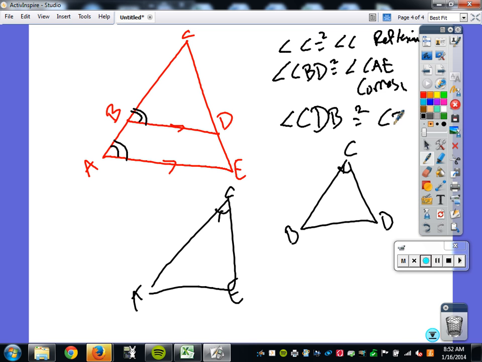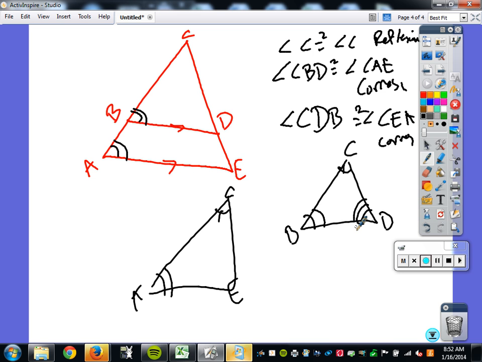CBA, because of corresponding angles to it. We have to have a justification. So therefore, CBD is congruent to CAE because of corresponding angles. And this angle is congruent to that one as well because of corresponding. Right? And we have justification.